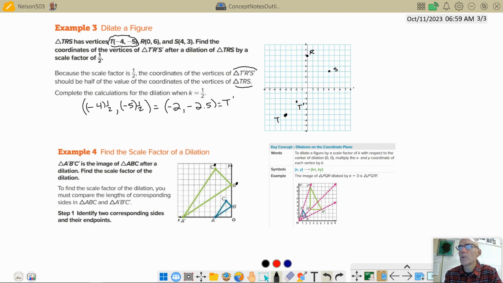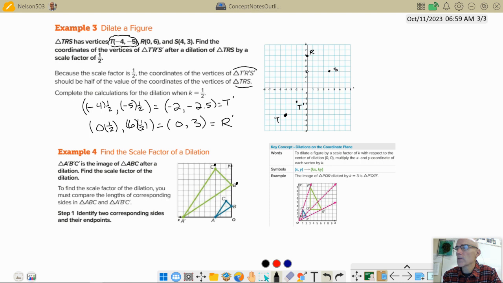All right, let's do another one real quick. I'm going to take 0, 6. So I'm going to take 0, and I'm going to multiply by 1/2. Well, that's obviously 0 there. And then I take 6, and I multiply it by 1/2. I guess I'll put parentheses around everything here. All right, and so that gives me 0, 3. So that's my new coordinate for R. That's going to be my R prime. So I go 0, 3.